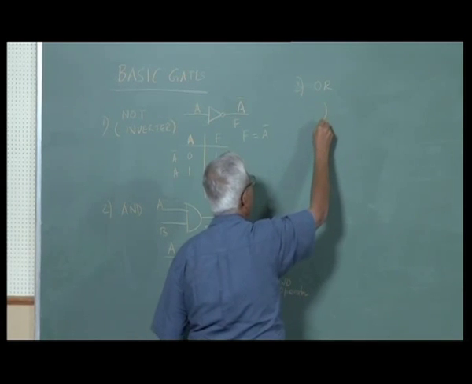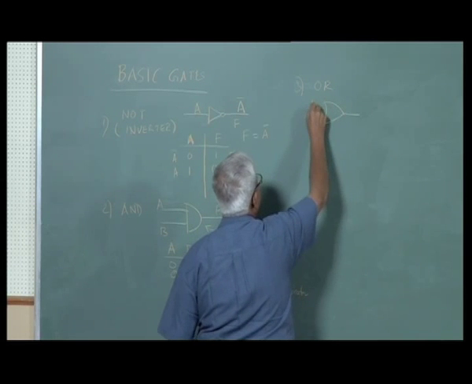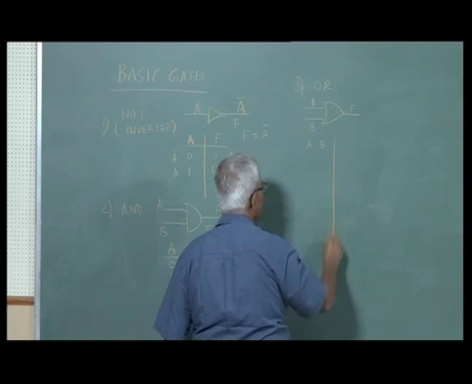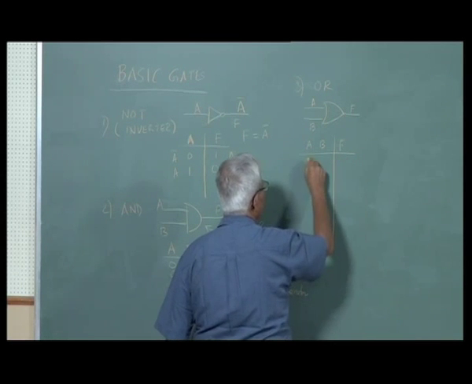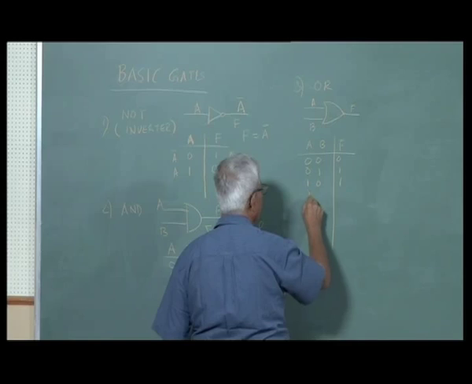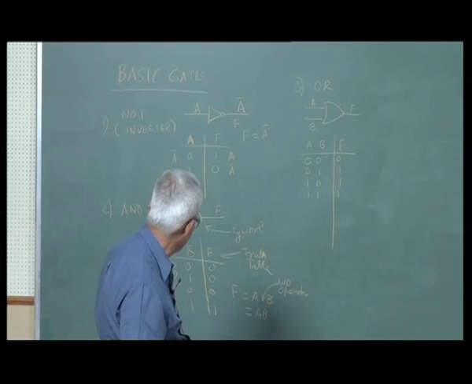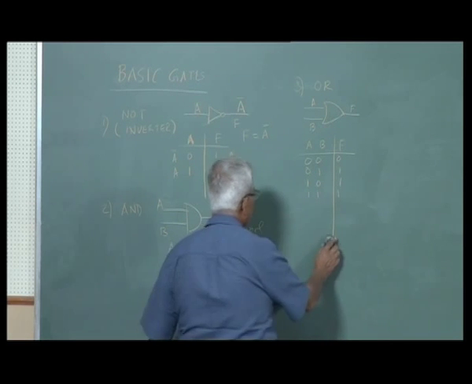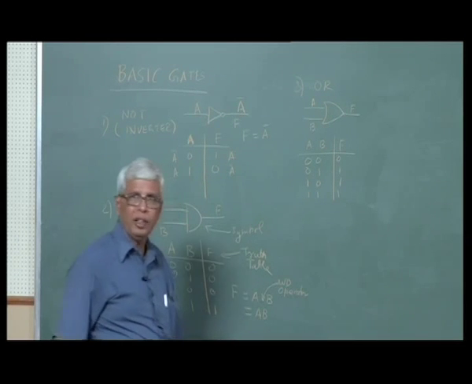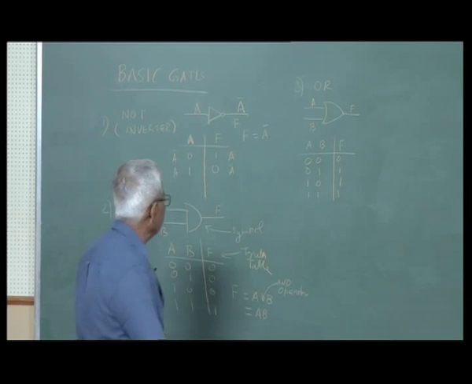Also, what's the symbol? This is the symbol, this is input, this is output, again A and B, F. The truth table will be 0, 0, 0, 0, 1, 1, 0, 1, 1, 1. This is the opposite of the AND gate, not opposite exactly, because at least one of the inputs is 1. At least one of the inputs is 1, the output is 1. So this is called A or B.